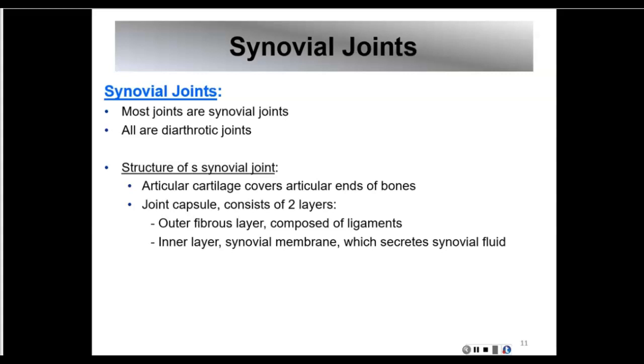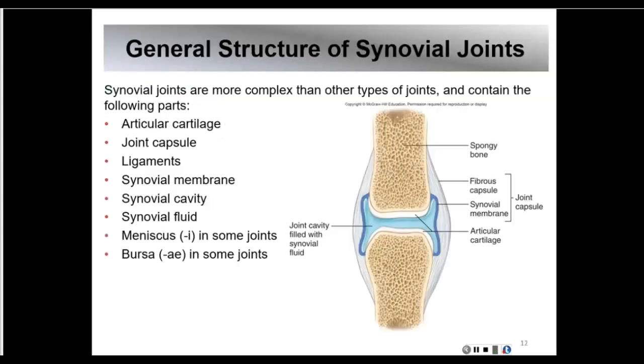Synovial joints are what most of our movable joints are. They're diarthrotic, meaning they move. The structure of a synovial joint has articular cartilage, which covers an articular end, basically the end that's going to be connecting to another bone. There's a joint capsule also that consists of two layers: an outer fibrous layer that has ligaments, and an inner layer of synovial membrane which secretes synovial fluid, which helps keep it lubricated for movement.